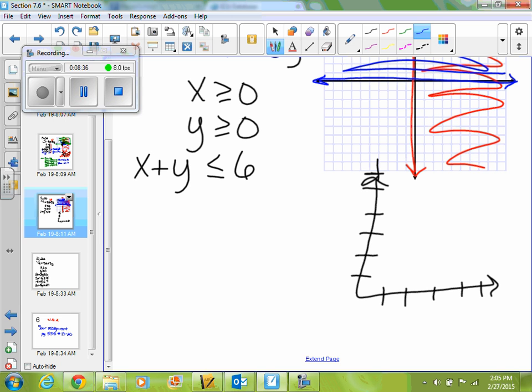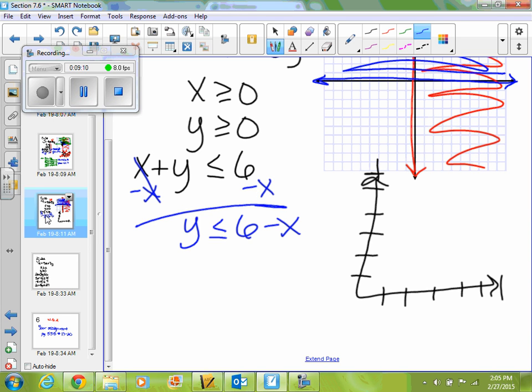Okay, then if I graph my last constraint, x plus y is less than or equal to 6. In order to graph that, I have to solve it for y, so I'm going to subtract x from both sides. So y is less than or equal to 6 minus x. That's the constraint we're going to graph. Okay, if I graph that, I see that it crosses my y-axis at 6 and my x-axis at 6.